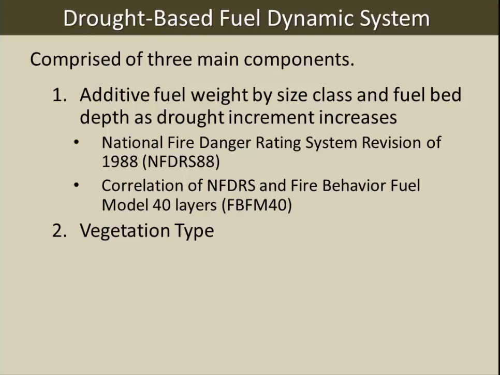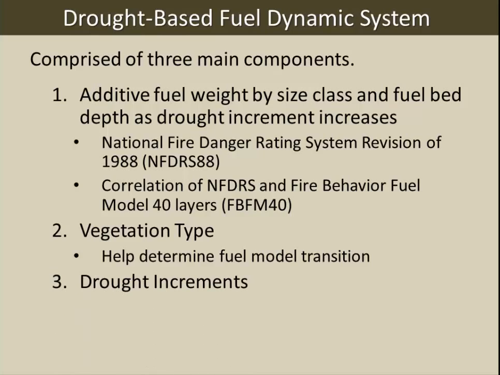The second component addresses vegetation type. As fuel models are transitioned, vegetation type helps determine which transition might occur. The final component addresses drought increments. The Keetch-Byram Drought Index is subdivided into 4 equal increments.